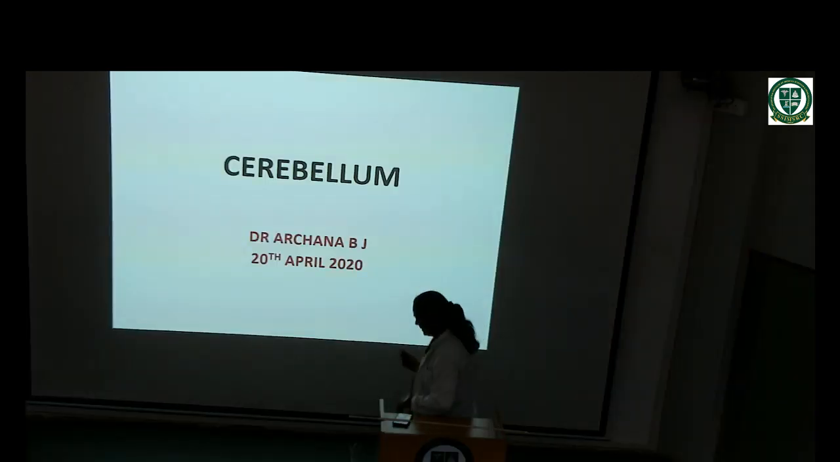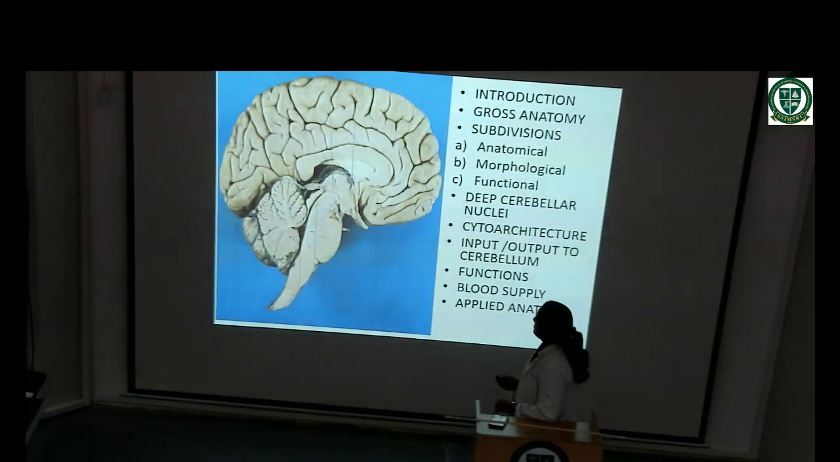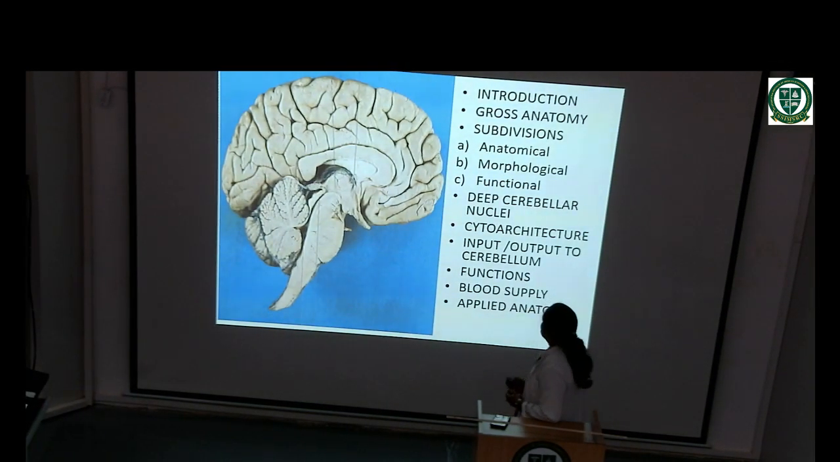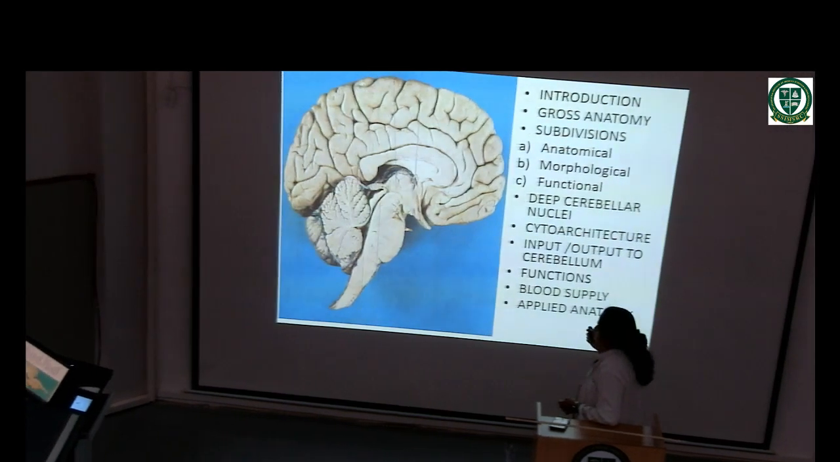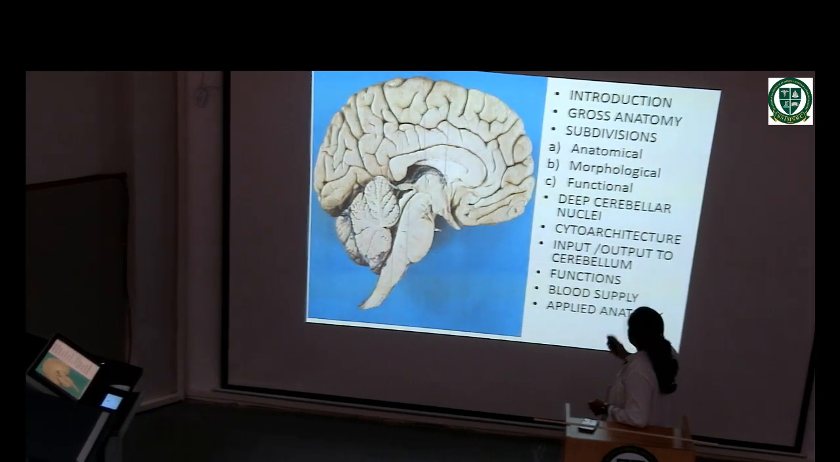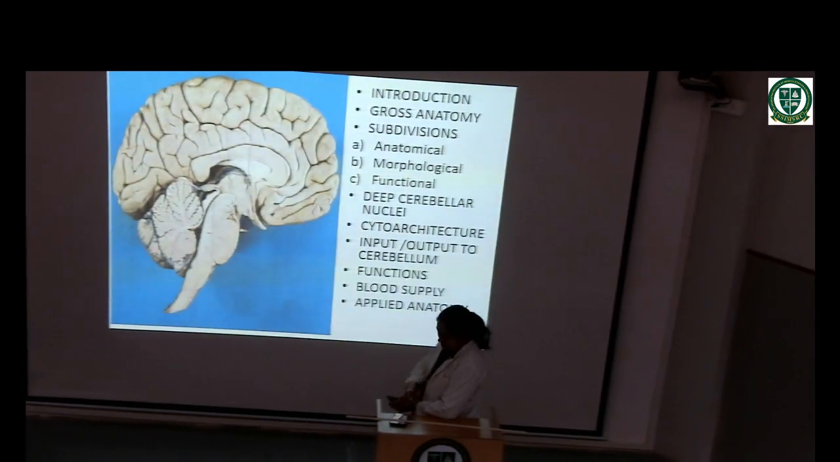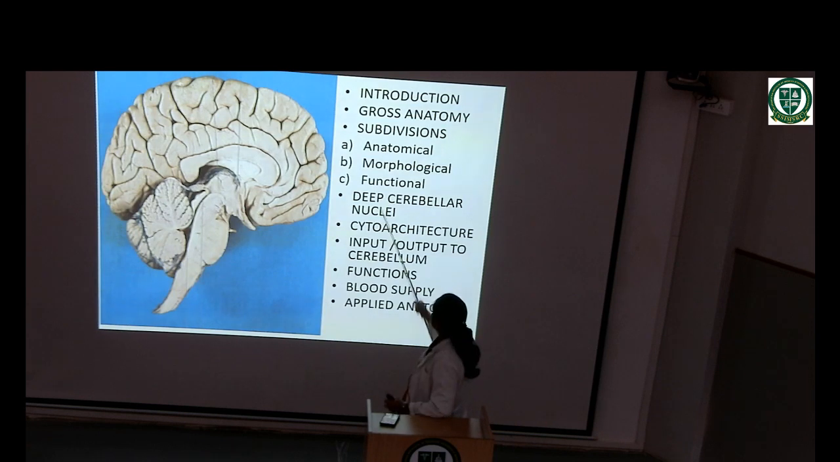So, we are beginning with the cerebellum. We will be dealing with the cerebellum under the following headings: Introduction, Gross Anatomy, Subdivisions, Anatomical, Morphological, Functional Subdivisions, the deep cerebellar nuclei, cytoarchitecture, input and output to the cerebellum, the functions, blood supply, and finally the applied anatomy.